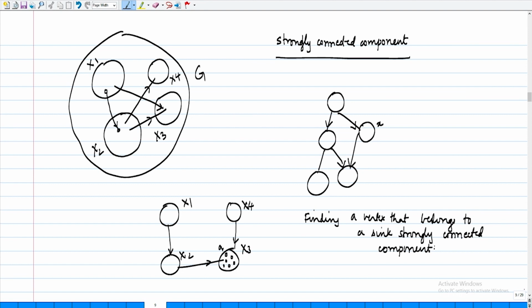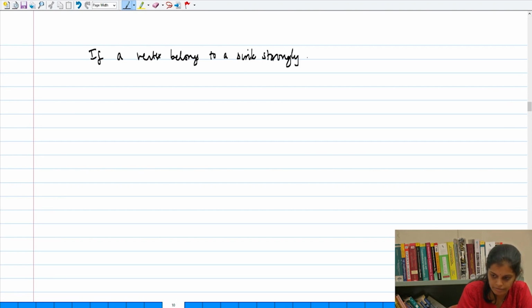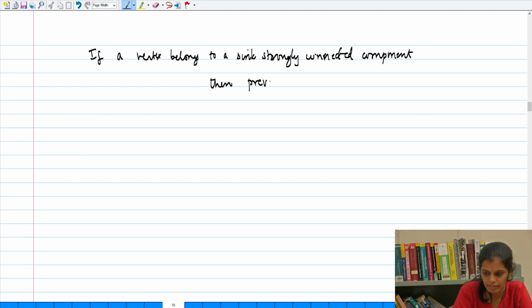Sorry? Difference is 1 between what? Okay, so his claim is that, so I will write your claim: if a vertex belongs to a sink strongly connected component, then pre-visit of V is equal to post-visit minus 1. That is what you want to say?